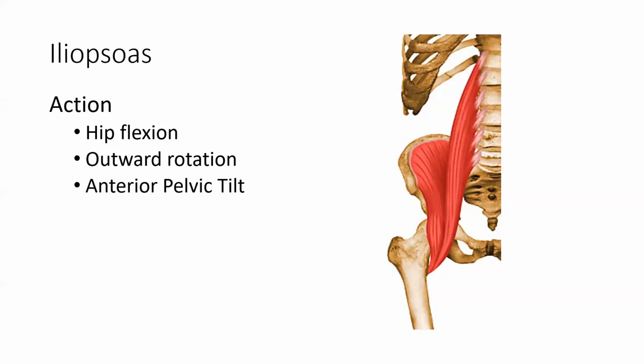And then they work as anterior pelvic tilt muscles because they are hip flexors. Hip flexion and anterior pelvic tilt are synonymous movements, just like posterior pelvic tilt and hip extension are synonymous movements. So this moves the pelvis towards the femur anteriorly, as opposed to gluteus maximus, which causes the pelvis to move posterior towards the femur.